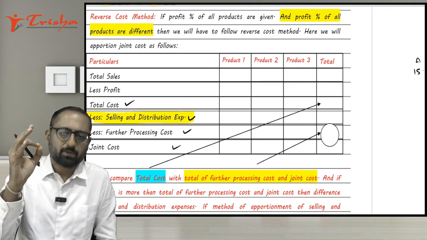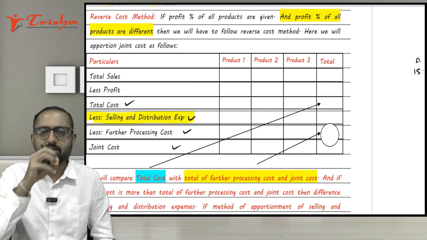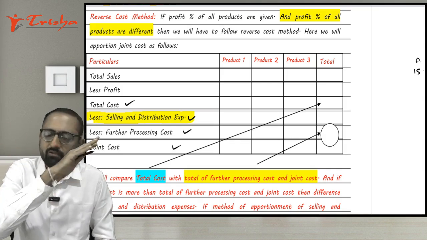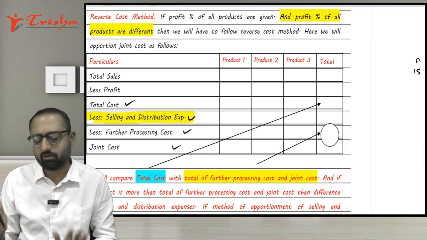selling and distribution expenses generally will not be given specifically. Whether it is 2,000, 3,000, 4,000, 5,000, whatever the selling and distribution expenses are, they will not give the amount directly. Now, what will they do?